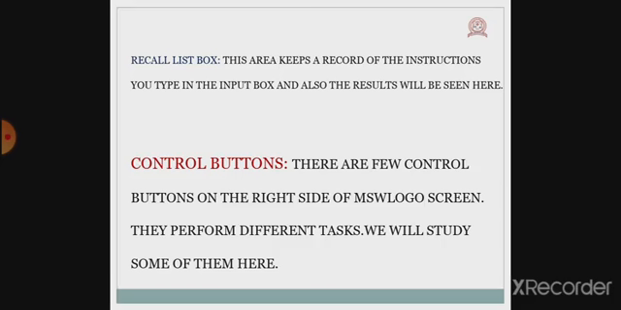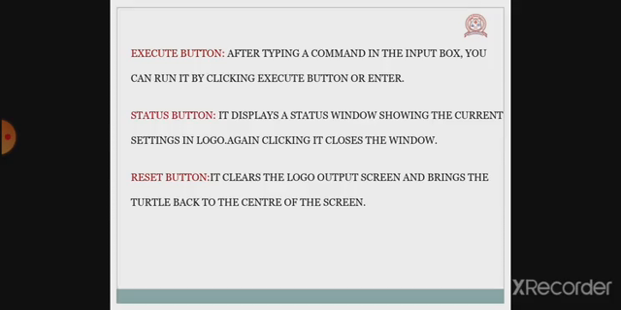So each button has to perform different tasks. In this chapter, we will discuss only the execute button, status button and the reset button. There are also some other buttons like trace, halt, step and pause. Now first we will study about the execute button.